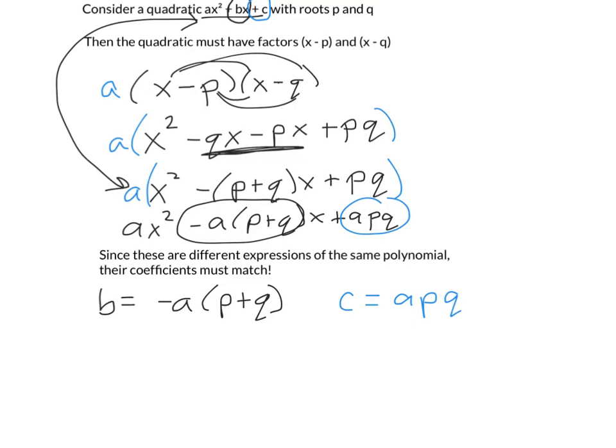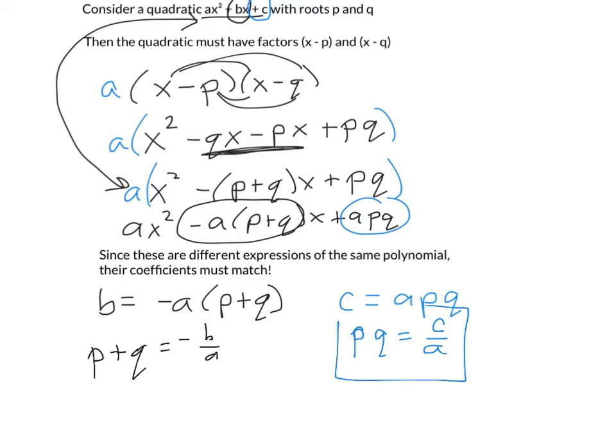If I just divide both sides of this one by negative a, we'll get p plus q, the sum of the roots, has to be negative b over a. And if I divide the other one also by a, I'll get that the product of the roots, p times q, has to be c over a. And these were exactly the relationships that we mentioned at the beginning that we were trying to prove.